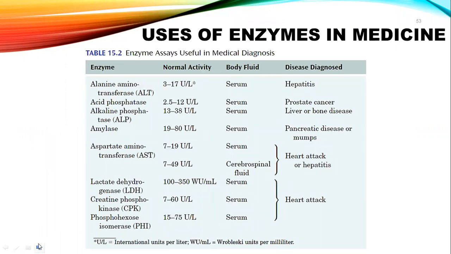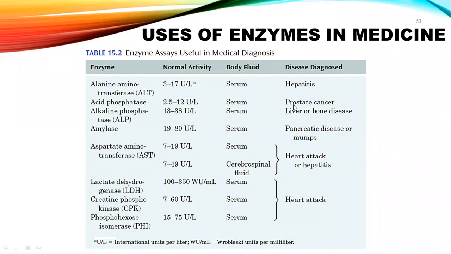So, enzymes used in medical diagnosis. For example, alanine aminotransferase has a normal activity of 3 to 17 microliter. These are all enzymes. For this, it's an indicator of hepatitis. Acid phosphatase is usually in the serum, the blood, so it indicates some diseases.